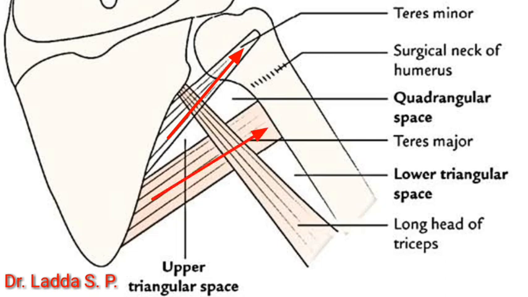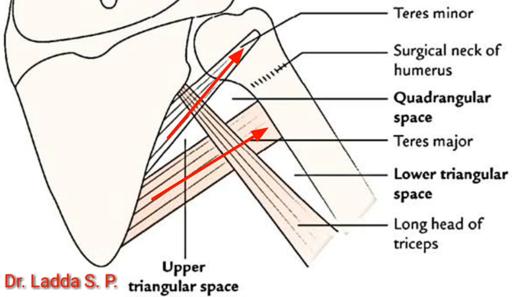Both take origin from the scapula. The second, teres major, if you look at the figure carefully, goes towards the shaft of the humerus. It is inserted on the medial lip of the bicipital groove.